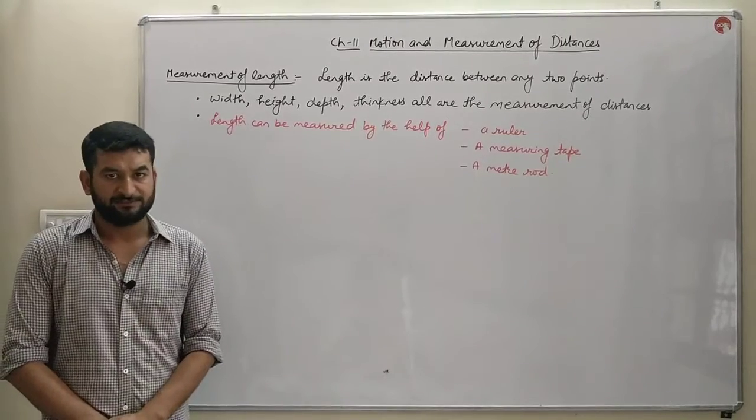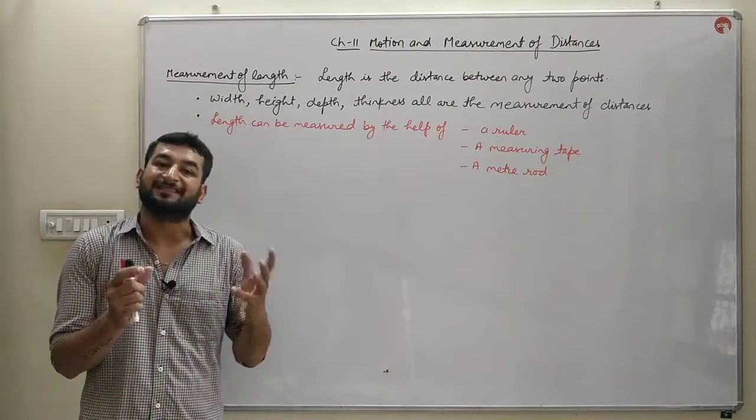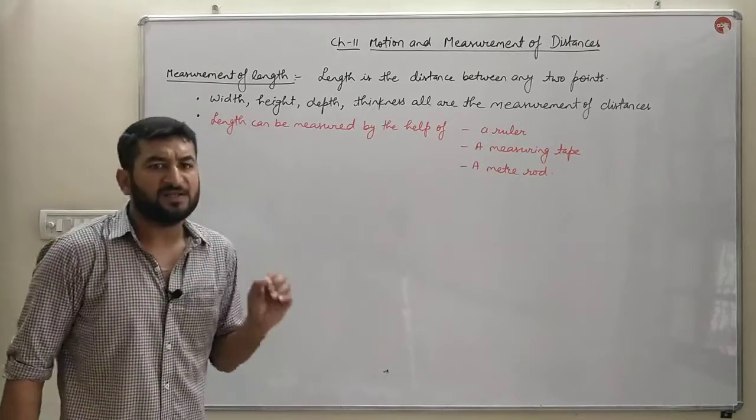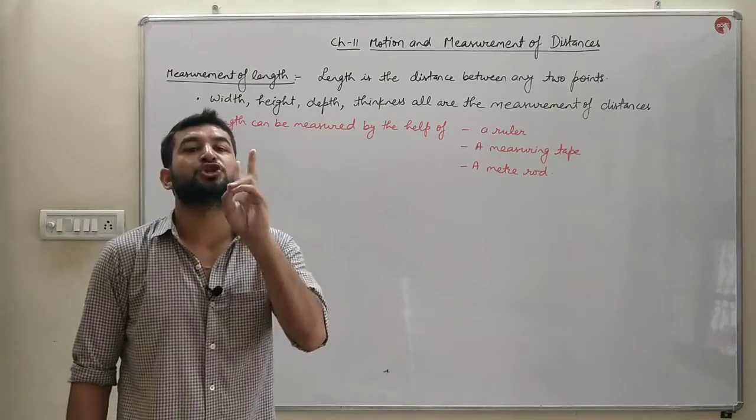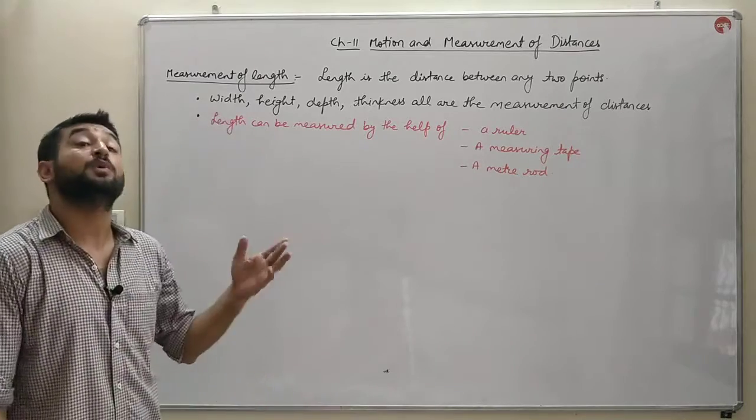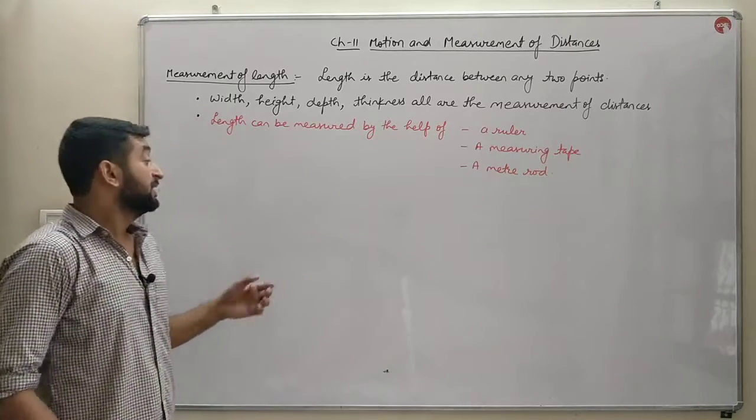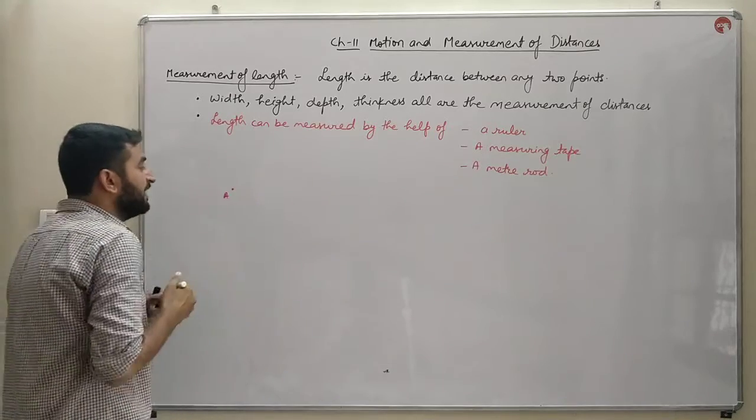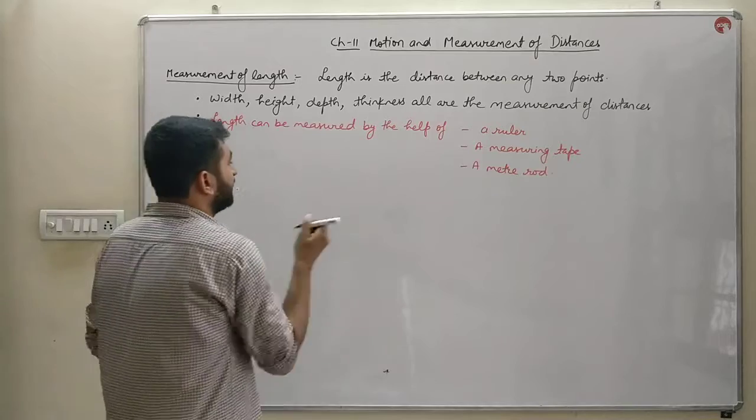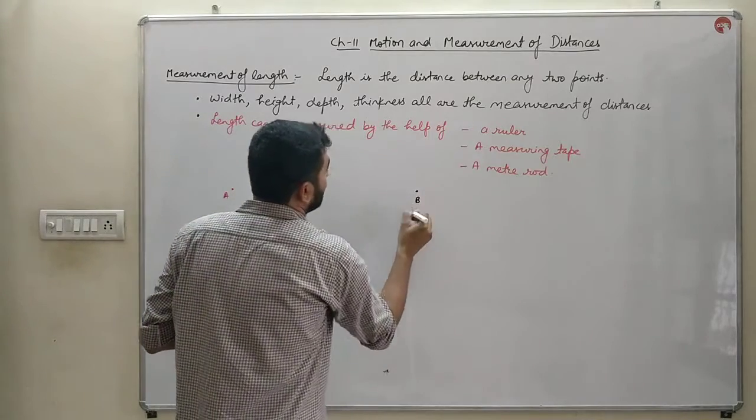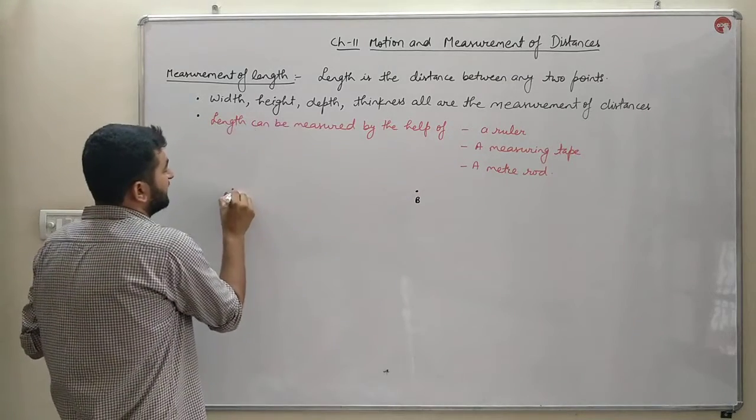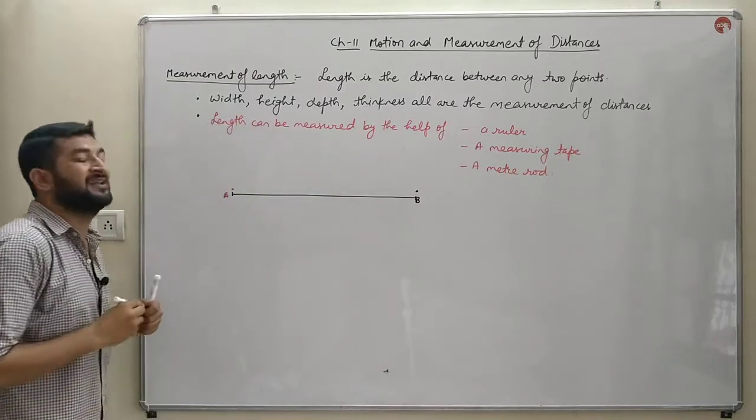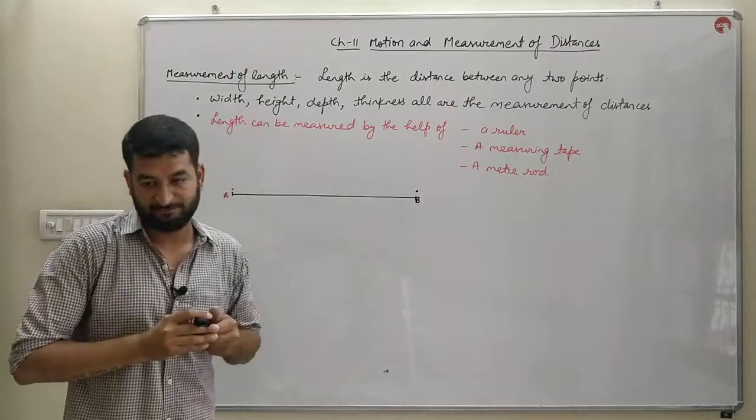Now we will discuss measurement of length. What is length, bache? Length is the distance between the two points which we want to measure. For example, bache, suppose that is a point A and that is a point B, and we want to measure the length between them. Then this distance between A and B is known as the length of AB.